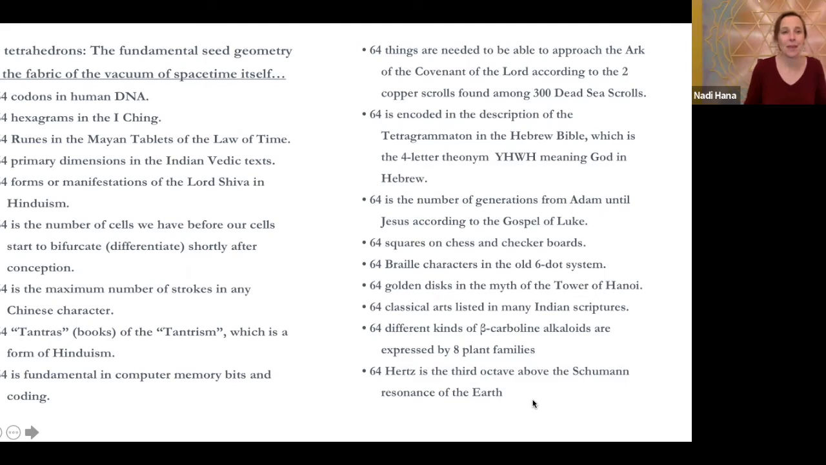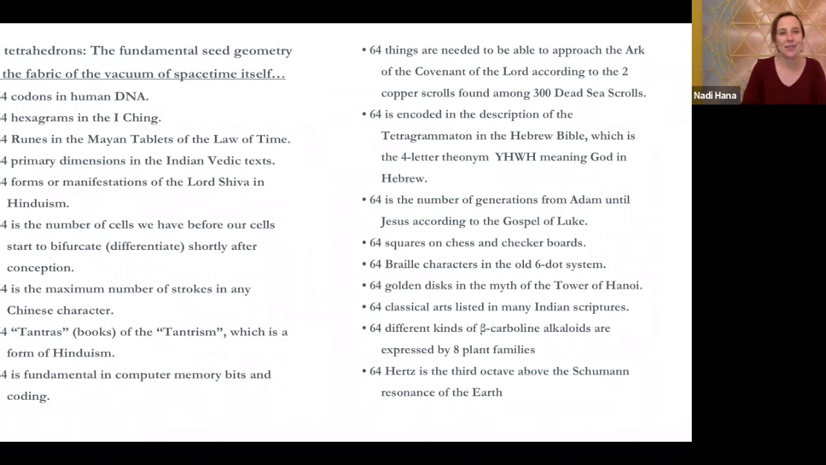There are 64 codons in the human DNA. Right there, where our DNA is the most fundamental building block of our reality, and it's 64, and then this geometry has 64 tetrahedrons. Like, that's got to be a huge indication of something significant. That's the best I can put it.